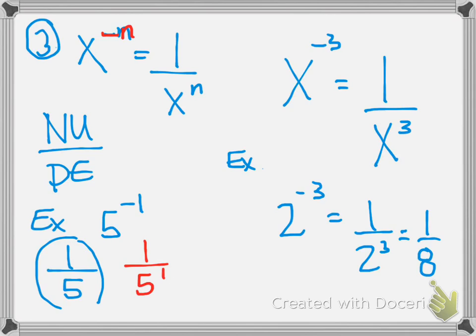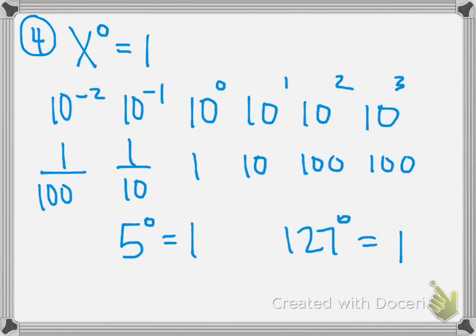So if you have this example, x to the negative 3, you just write it 1 over x to the third. Here's an example with a number, 2 to the negative 3. So you put the whole thing into the denominator, and the exponent becomes positive. All right.